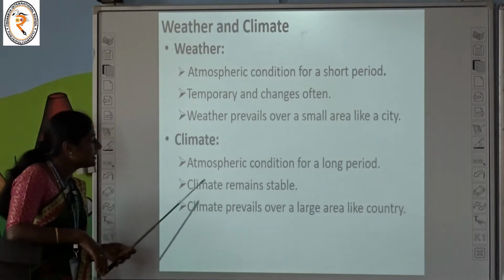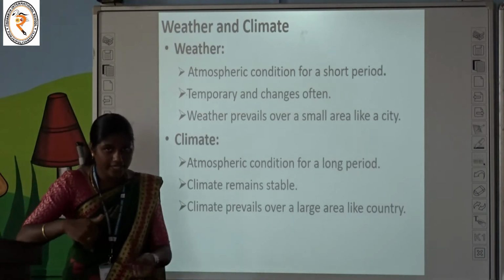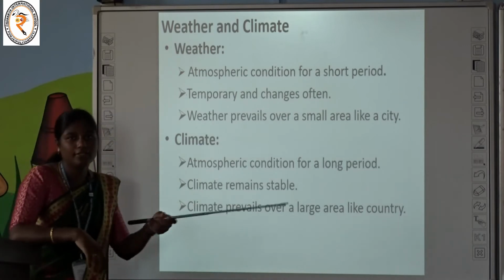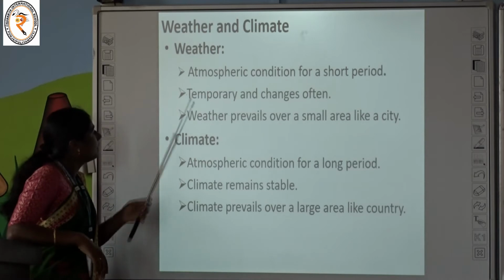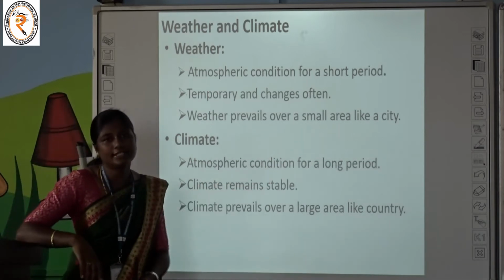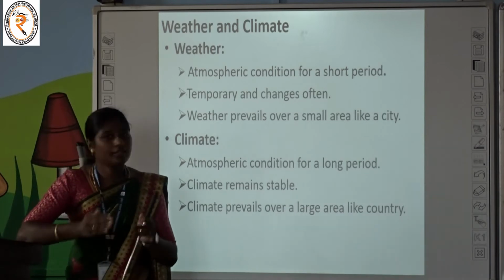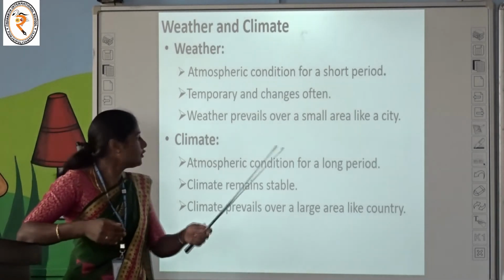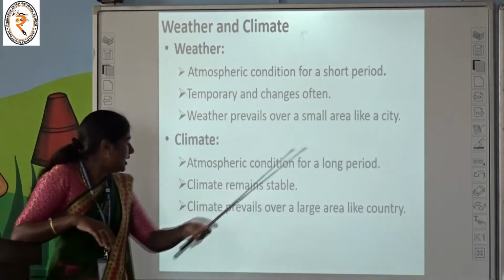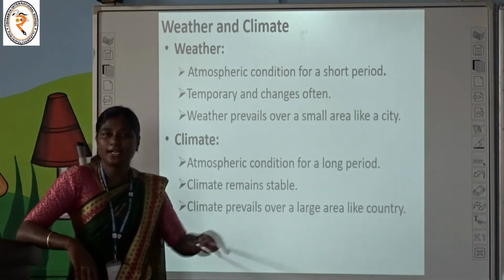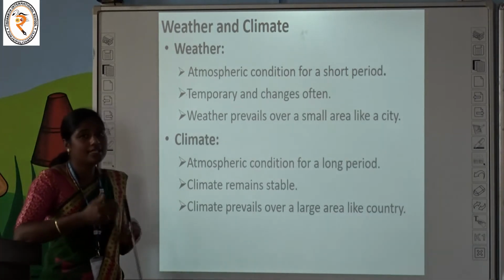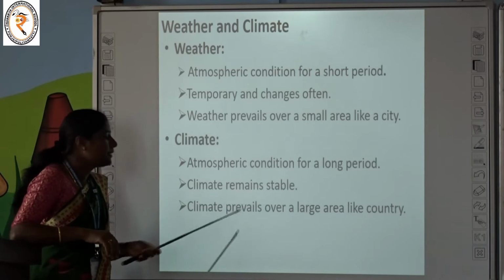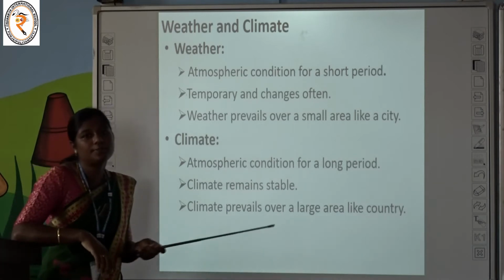And climate remains stable. The rainy season, summer season, likewise. That season will be stable. It will not change often. And weather prevails over a small area like a city. So in Puliyampatti there will be a different atmospheric condition and in Erode it will be a different one. So weather prevails over a small area and climate prevails over a large area like a country. The whole country will experience a different climate. This is the difference between weather and climate.